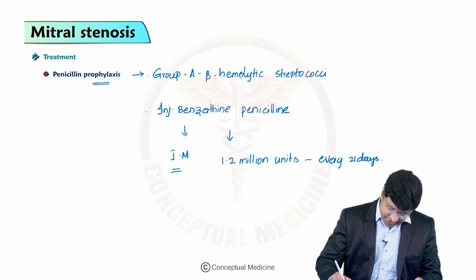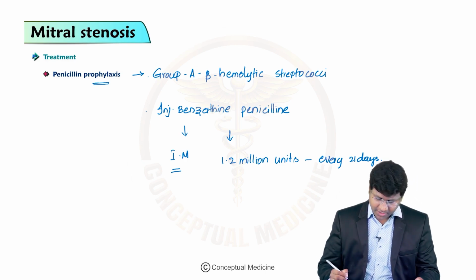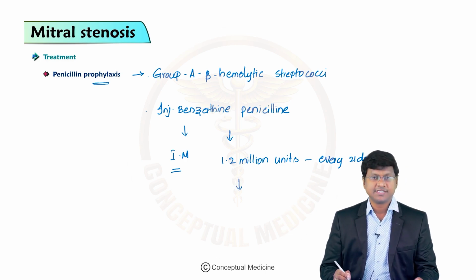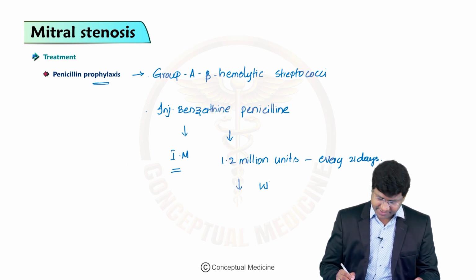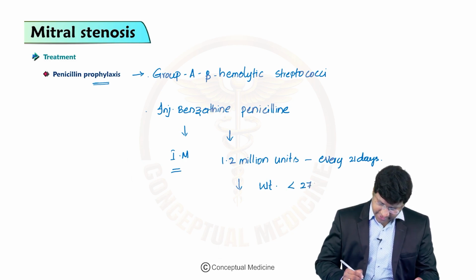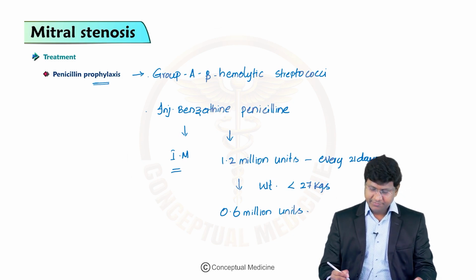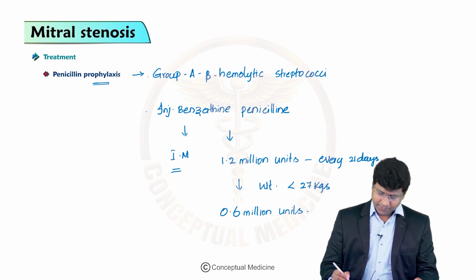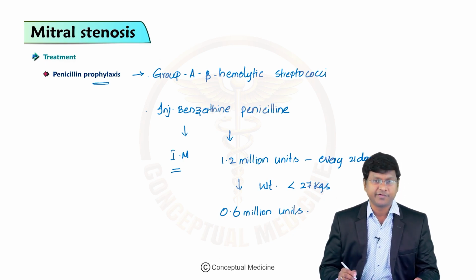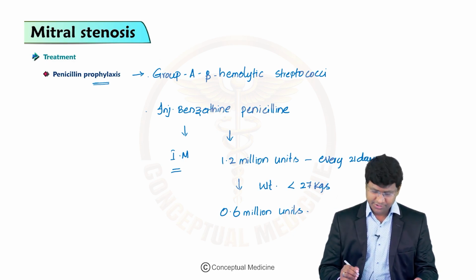and it has to be given every 21 days. So that is about the dosage of the injection benzathine penicillin. And if the weight of the individual is less than 27 kgs, then the dosage is 0.6 million units, and that has to be given every 21 days. And the route of administration will be the intramuscular route.